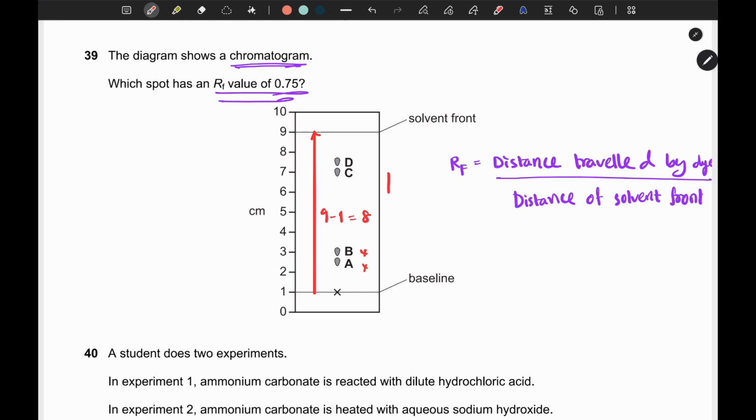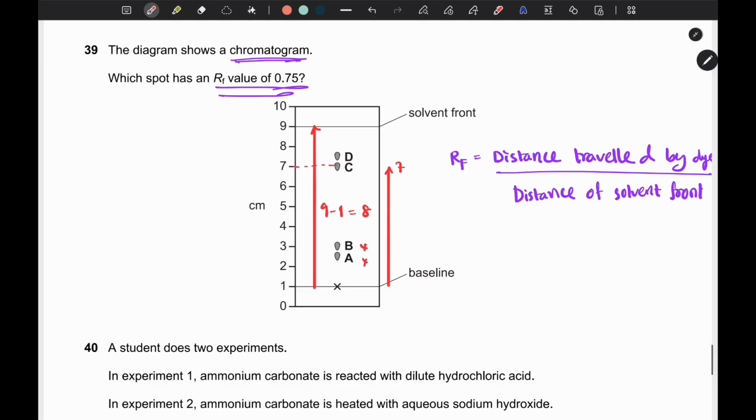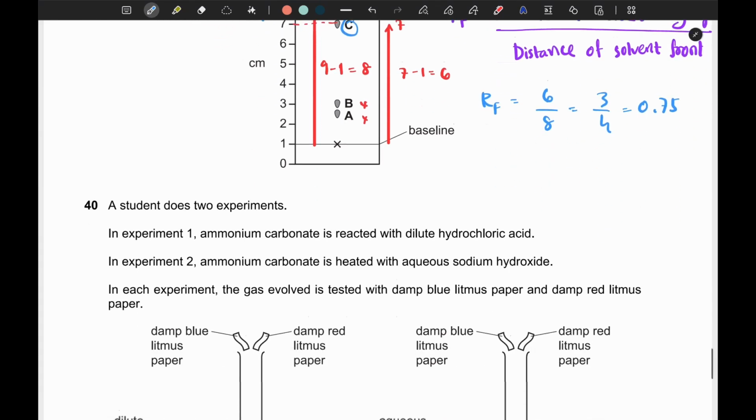Now let's check for C first. So it's 1 to approximately 7. We can take a 7. So that would be 7 minus 1. That's 6. So now if we were to find the RF value, it would be 6 over 8, which is 3 over 4, which simplifies to 0.75. So in that case, C is the correct answer. A lot of students will look at D, align it with the fact that it's 7.5 on this scale, and say that D is the answer. However, D can't be the answer, because the solvent front didn't travel from 0 to 10. Rather, it traveled from 1 to 9. So we need to measure the distances according to that.